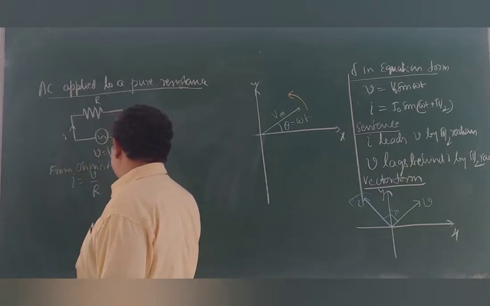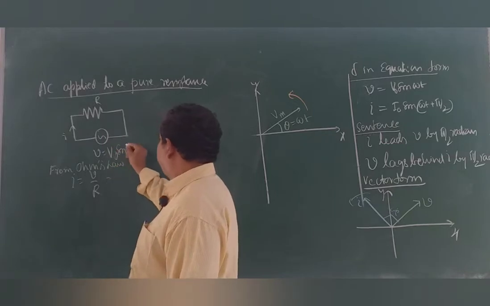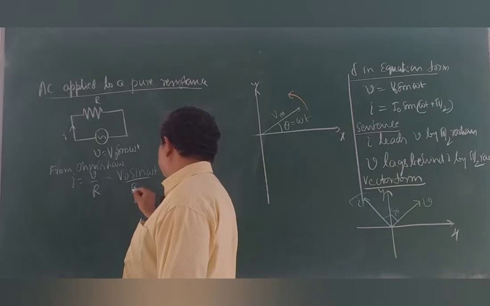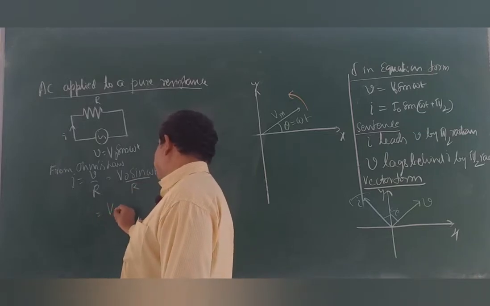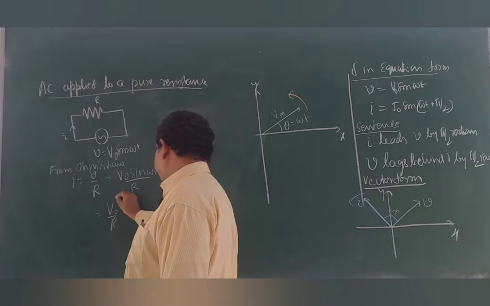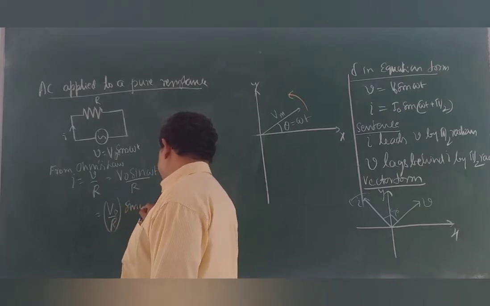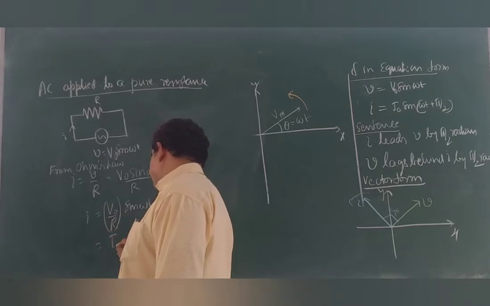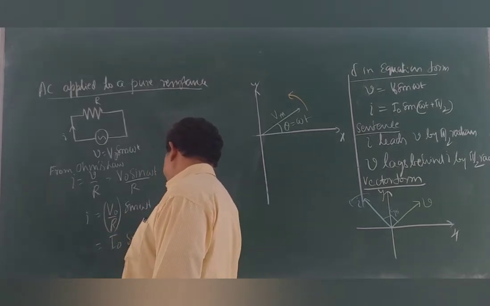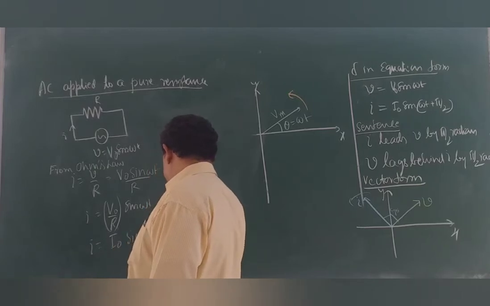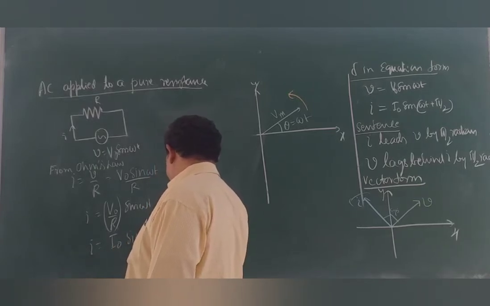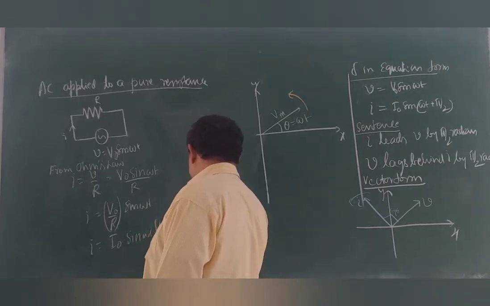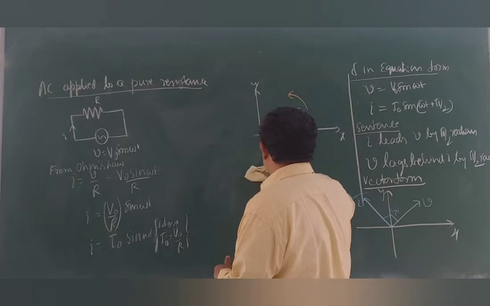From Ohm's law, I equals V by R. But for V, I substitute V naught sin omega t by R. We can rearrange the terms like this: V naught by R into sin omega t. But observe, V naught by R I can call I naught. So I write I naught sin omega t, where I naught is V naught by R. This is the idea.